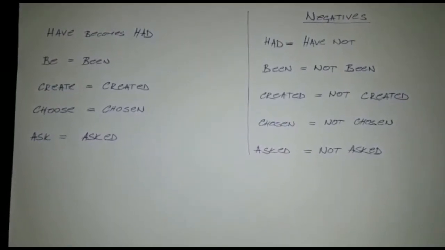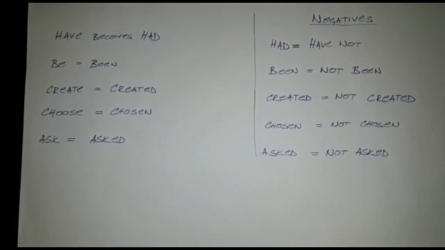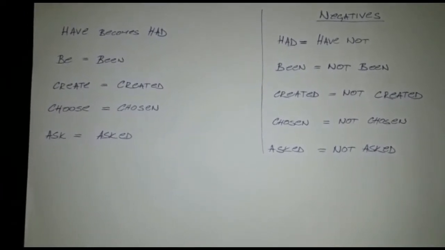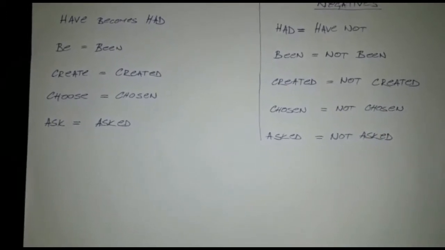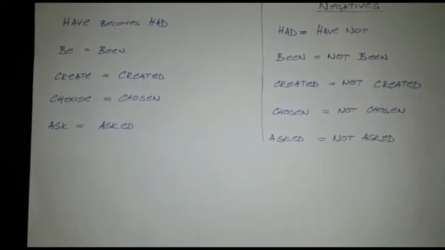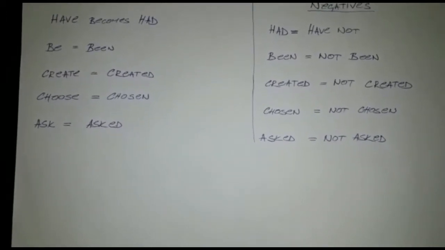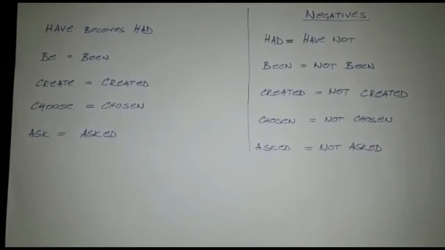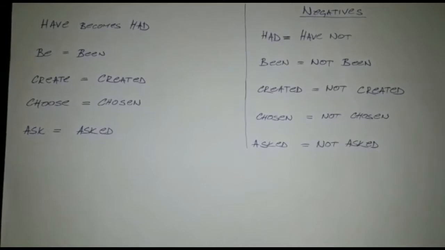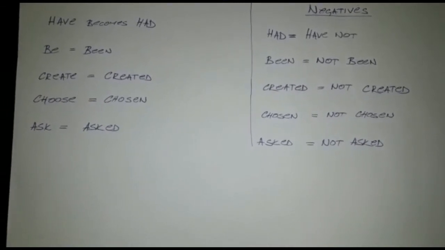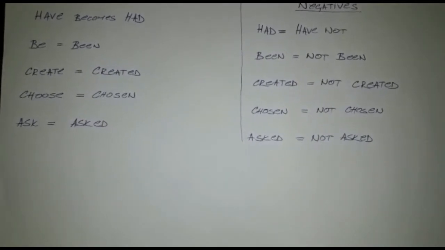Now let's see how verbs become irregular. Have becomes had, be becomes been, create becomes created, choose becomes chosen, ask becomes asked. We also have negatives. They simply mean the opposite of doing something. So had becomes have not, been becomes not been, create becomes not created, chosen becomes not chosen, asked becomes not asked.